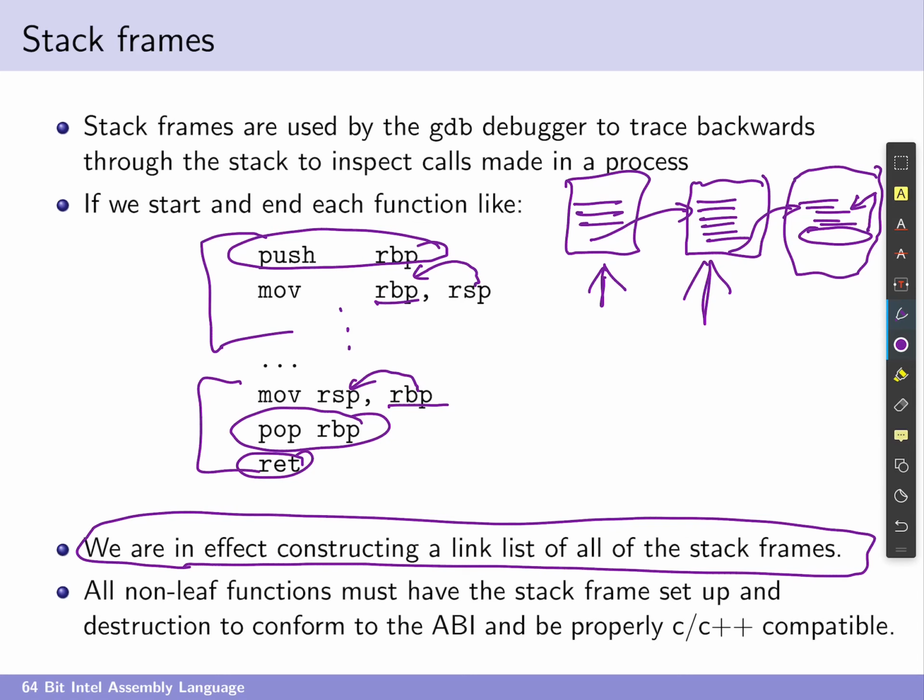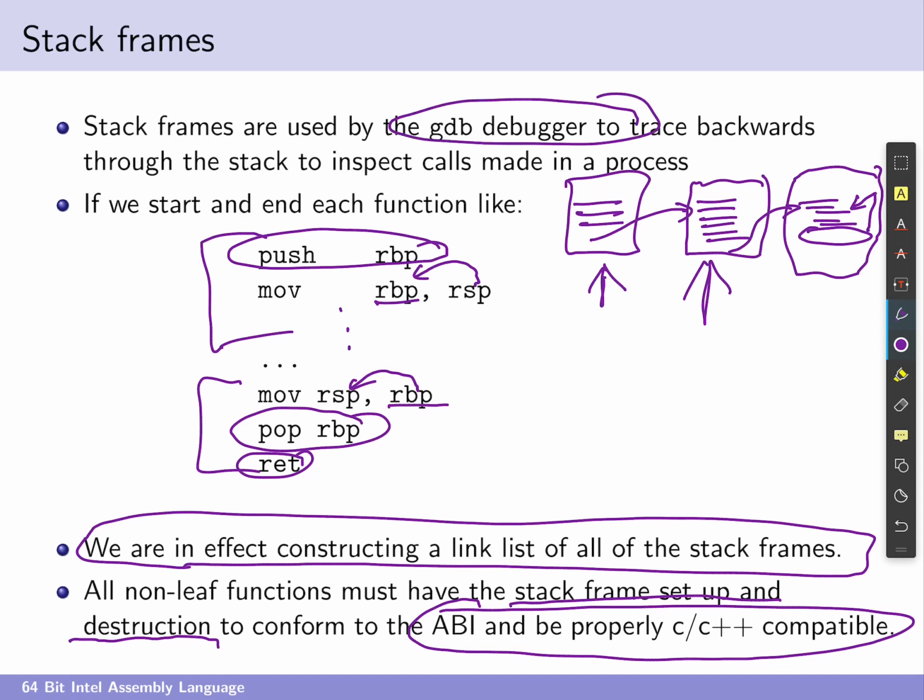Now, all non-leaf functions must have a stack frame setup and destruction to conform to the ABI for proper interfacing with C and C++. Okay, so it's a requirement to effectively work with C and C++. But it also gives us this useful ability in GDB, even if we're not actually interfacing with C and C++. So it's kind of good in two ways.